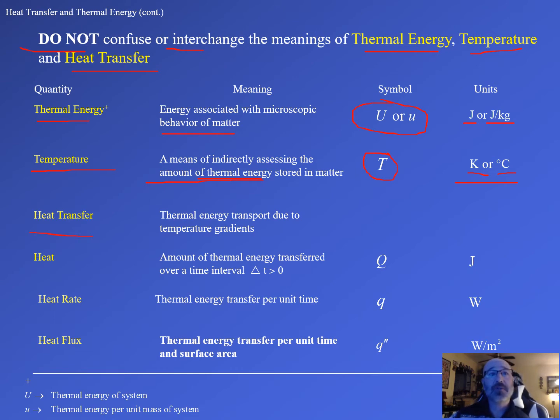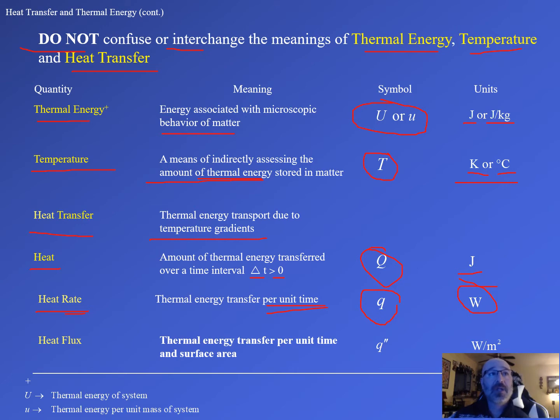Now the term for heat transfer. Heat transfer, as we mentioned before, is thermal energy transport due to temperature gradients. Heat is the amount of thermal energy transferred over a time interval delta t greater than 0. The symbol we use is capital Q, in units of joules. Heat rate is thermal energy transfer per unit time. The rate is per unit time, an easy way to remember that. Lowercase q is our symbol, and our units are watts.